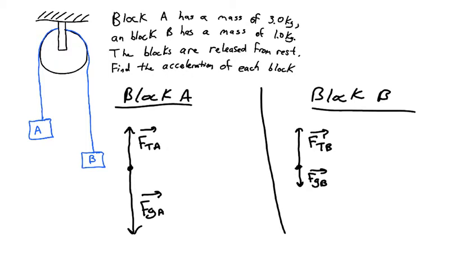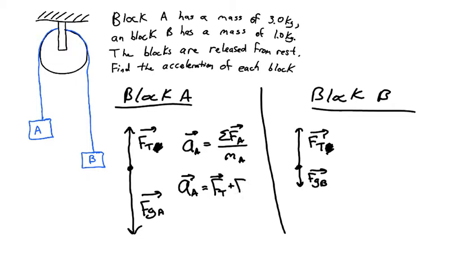And so what that means for us in our problem here is that we don't need to distinguish A from B for our tension forces. Those are going to be exactly the same size. Then I can write a Newton's second law equation for each of these. So acceleration for A equals net force on A divided by the mass of A. And acceleration for A then will be equal to our tension force plus the gravitational force on A, divided by the mass of A.